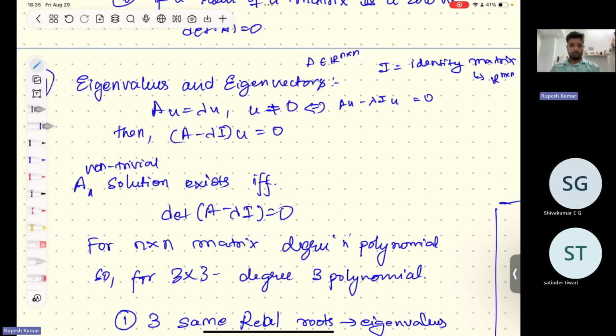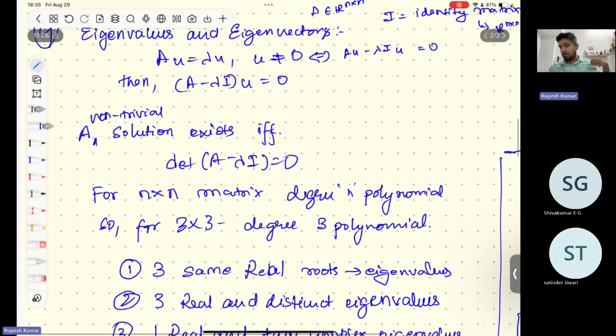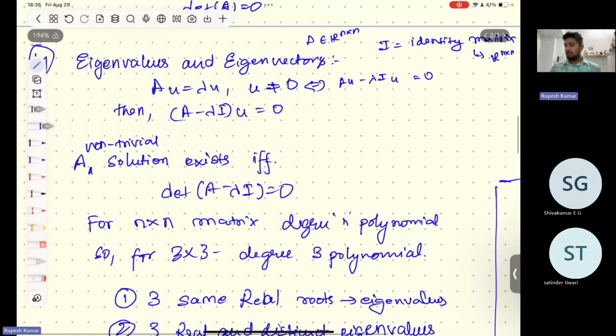Now, if you take U outside and factorize it simply, you can say A minus lambda I into U equals 0. Now, what are the solutions to this system of equations?